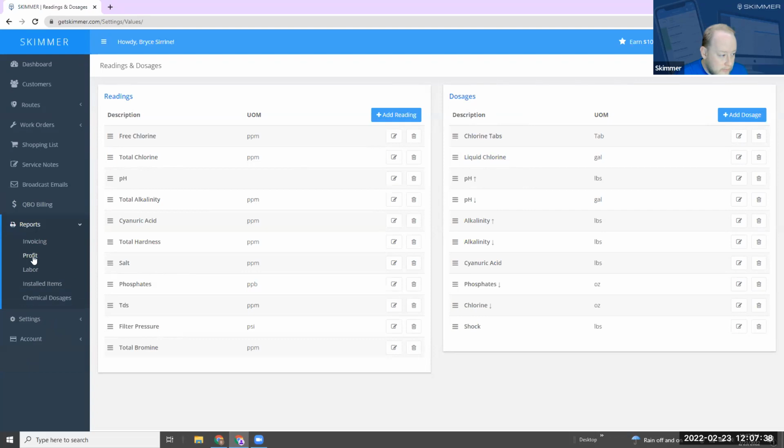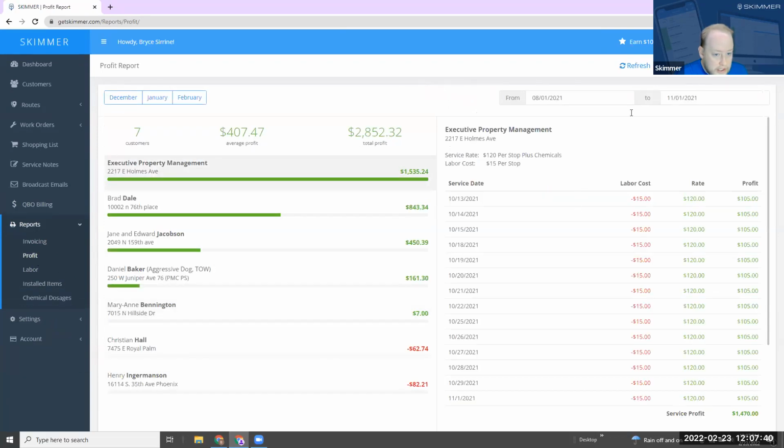Jump back over to the profit report. So one thing that I always like to say when it comes to these reports is garbage in, garbage out, right? So the better information that you put in here, the better the information that will come back out. So in this case, whatever date range you want, we should look at just a month at a time to really get the best feel for it.